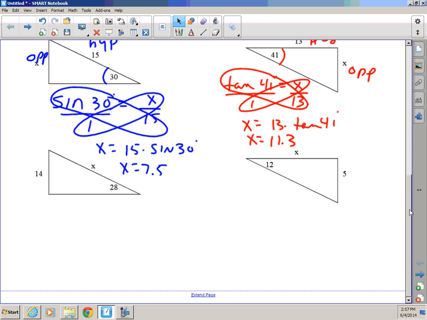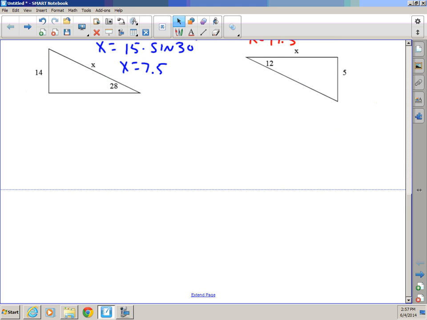Now we go to the next two. A little bit different. We start at this angle. We have opposite, hypotenuse. Remember, hypotenuse is always called hypotenuse. It's never called adjacent. All right? So now we have the sine of 28 equals 14 over x.